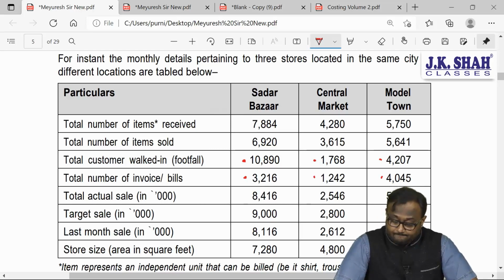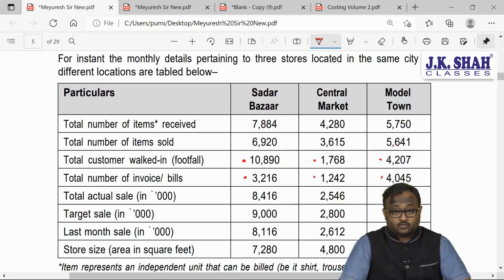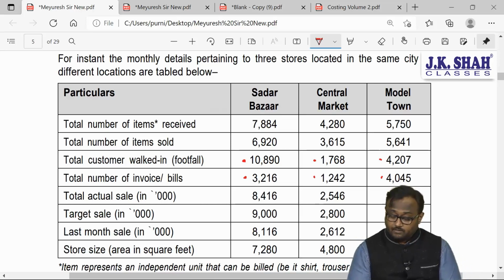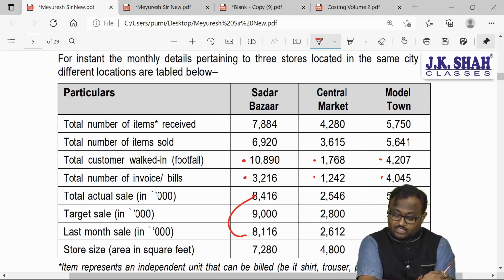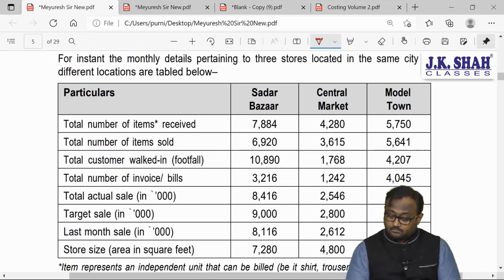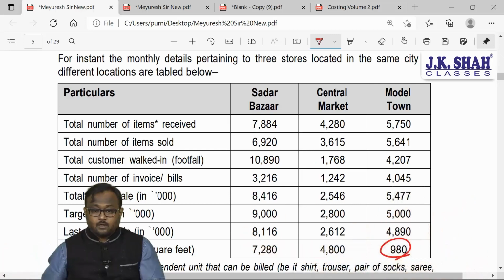The actual sale is also available. Target sales is also available. You have crossed the standard. You have crossed the target. Last month sales, okay, you have done better than last month. Poorer than last month. Of course, better than last month. In the third case, store size. The store size is huge in Sadar Bazaar. Look at this, 980 square feet. Look at the turnover.